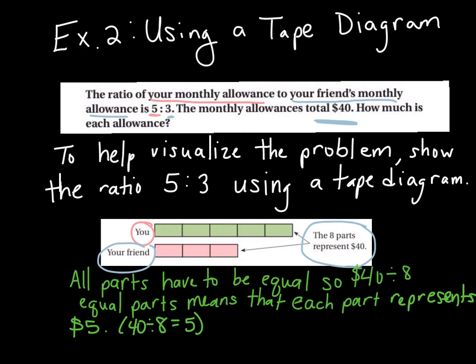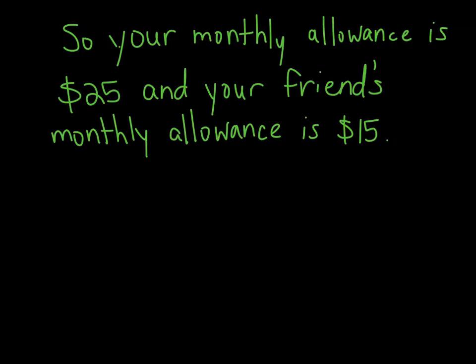5, 10, 15, 20, 25. And so that would mean you earn $25 in the month, and then your friend earns $15 if you were to go ahead and just think about that each one is an equal representation. So you could write it in there, or you can just kind of think about that. So this would equal $25 for you, and this would equal $15 for your friend. So the final answer to the question is your monthly allowance is $25 and your friend's monthly allowance is $15.